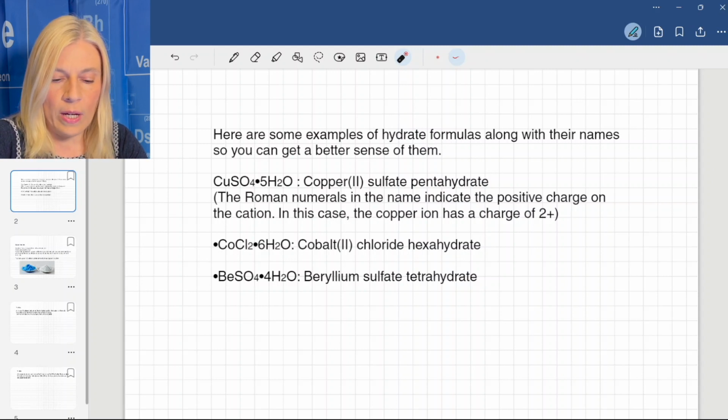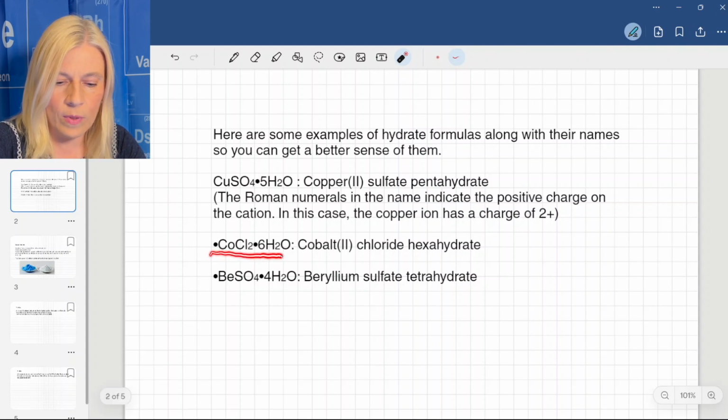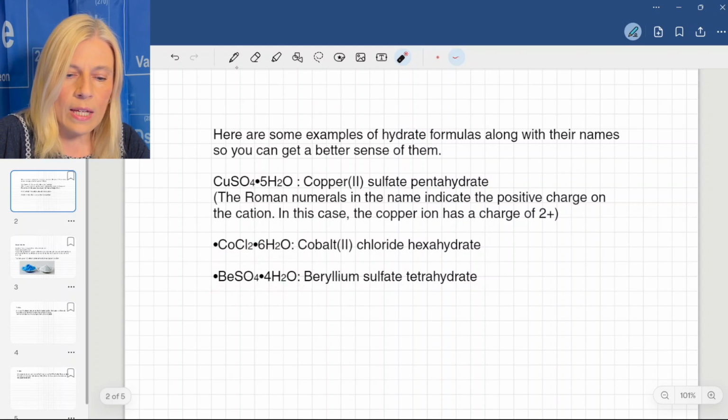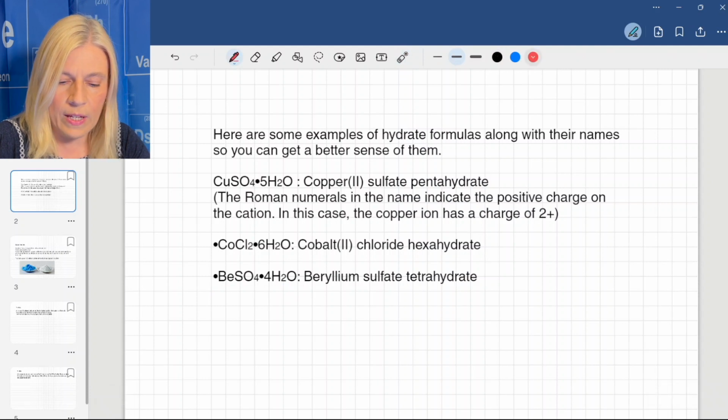So here is another one, cobalt(II) chloride hexahydrate. Here's this one. And here is beryllium sulfate tetrahydrate. I would like you to notice something.